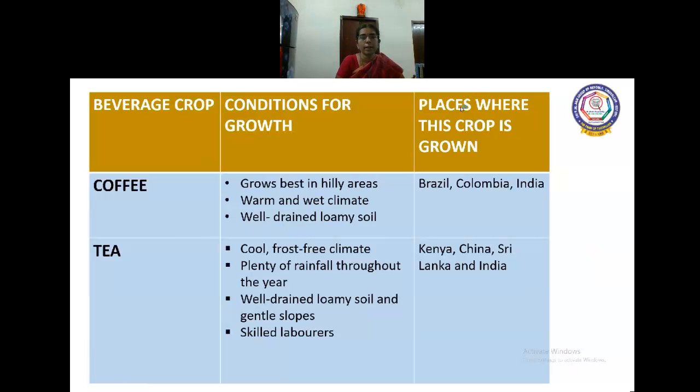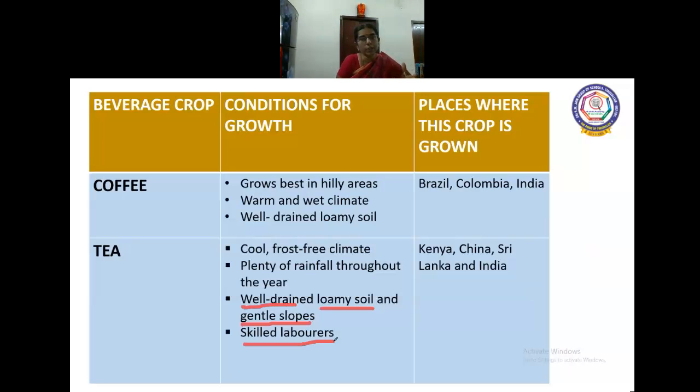So for tea plantation, we need well-drained loamy soil and gentle slopes. And we require skilled laborers, that is, they should be specialized and trained in picking the tea leaves. They need some special training and skill.